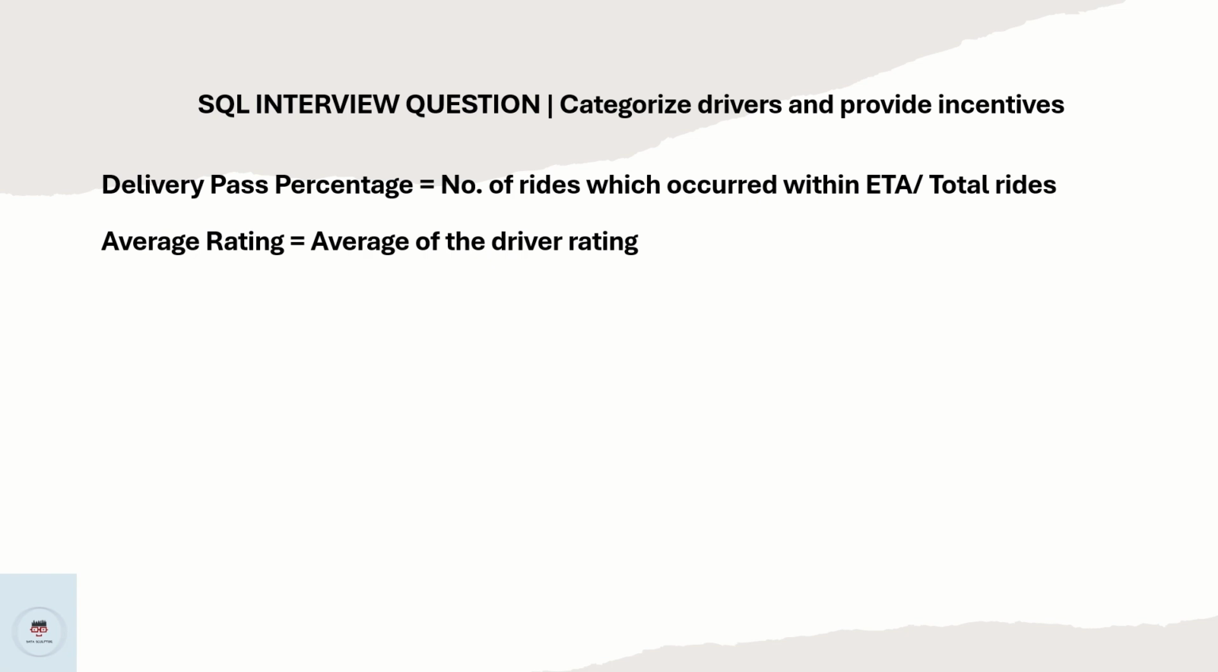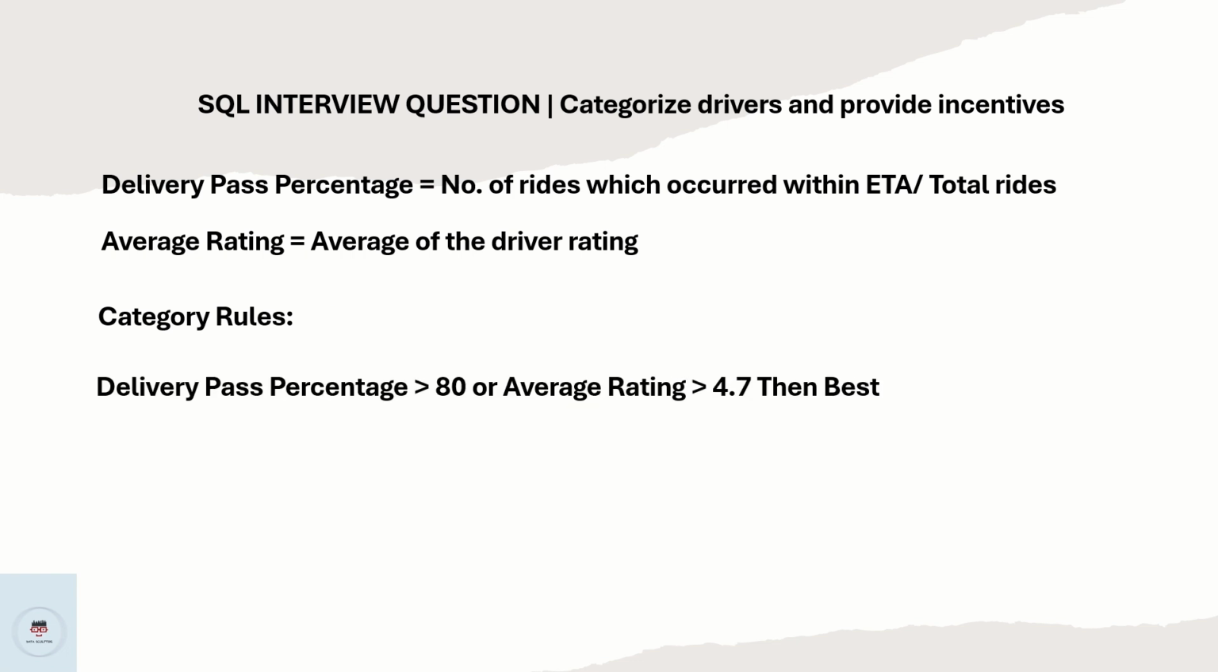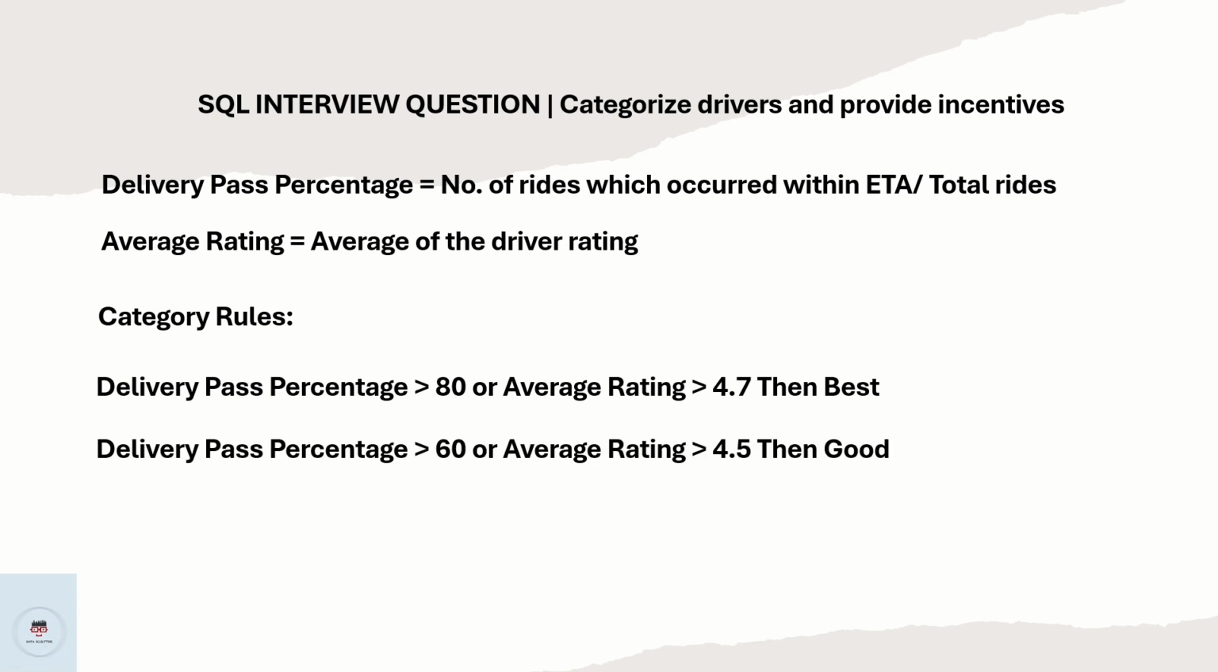And the next is average rating, the average of the driver's ratings, across whatever rides the driver has taken. Now the category rules. If the delivery pass percentage is greater than 80 or the average rating is greater than 4.7, we assign the category as best. If the delivery pass percentage is greater than 60 or the average rating is greater than 4.5, then good. Else we assign it as bad.